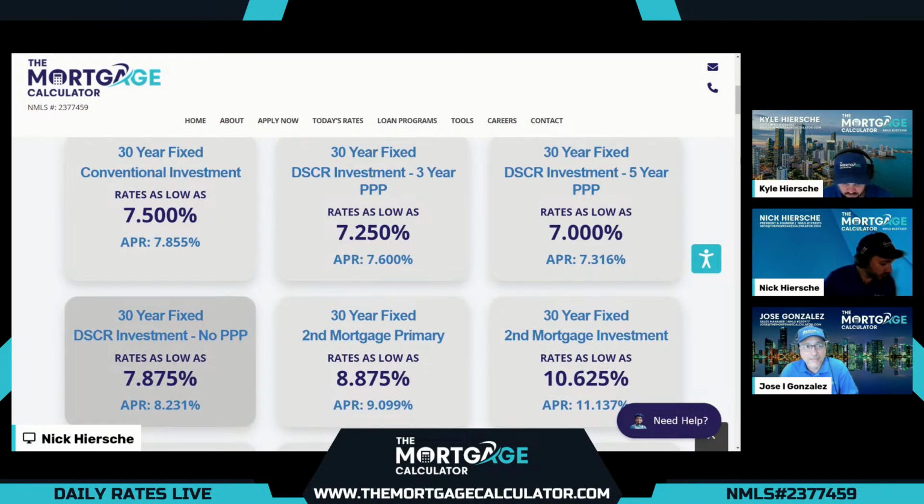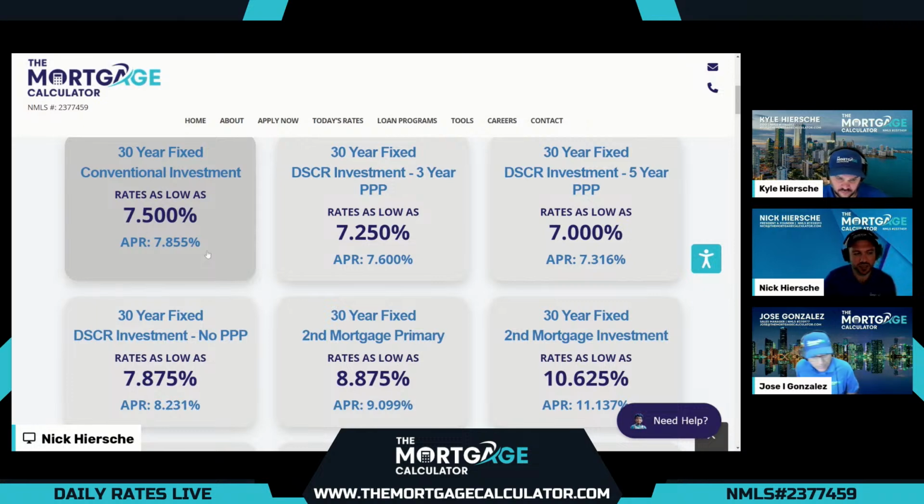So if our customer doesn't want a prepayment penalty, there are options for that. Rates as low as 7.875. Final APR comes in at 8.231. So notice this is more expensive than conventional for no prepayment. So we always recommend our customers utilize the 3 or 5-year prepayment penalty options in order to lower that rate and get a little bit better deal.